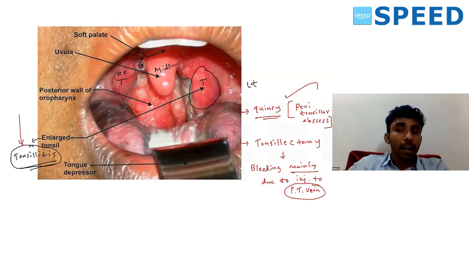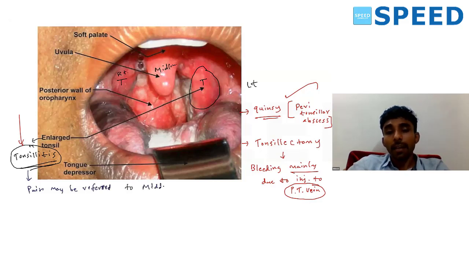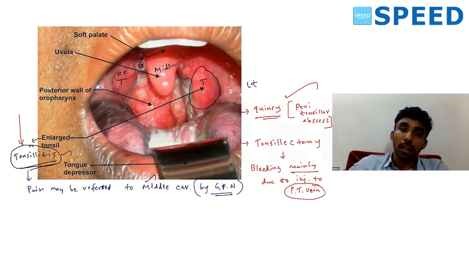Now, one more important thing we have to remember related to the tonsil: I told you already, the palatine tonsils are supplied by the glossopharyngeal nerve, isn't it? So during tonsillitis or during the tonsillectomy procedure, pain may be referred to the middle ear. Why? Because the palatine tonsils as well as the middle ear are both supplied by the glossopharyngeal nerve. Common innervation of the palatine tonsil as well as the middle ear by the glossopharyngeal nerve. The tympanic branch of the glossopharyngeal nerve will supply the middle ear.